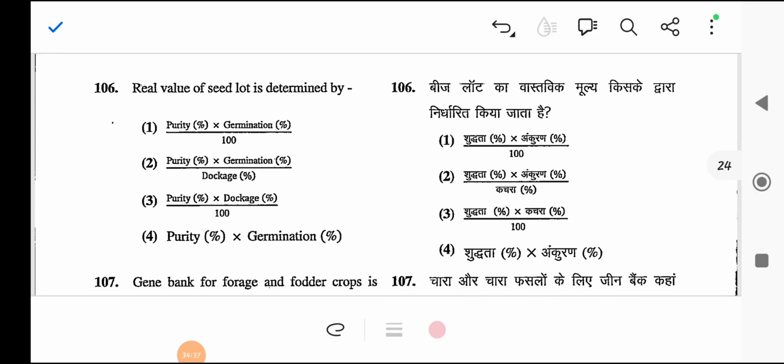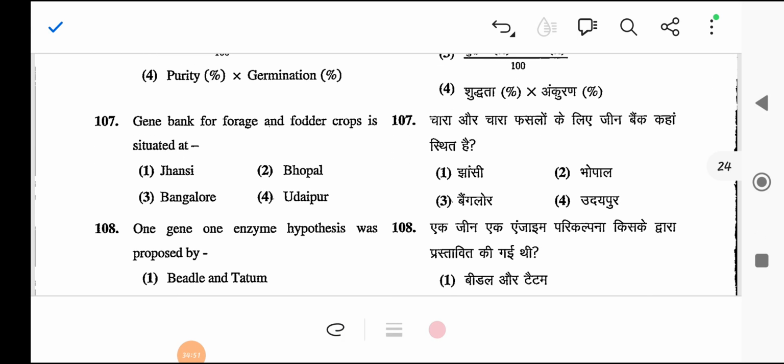Next, the real value of a seed lot is determined by what? The real value of a seed lot is determined by purity percent into germination percent divided by 100. Next, the gene bank for forage and fodder crops is situated in Jhansi.